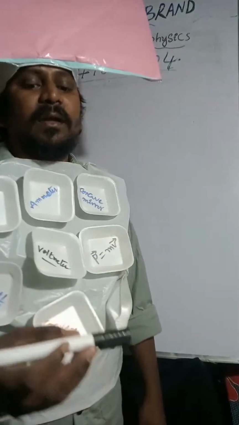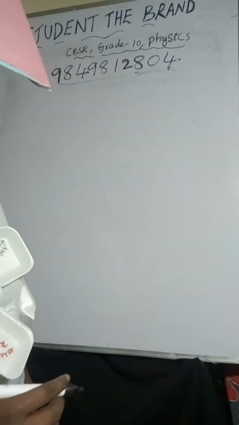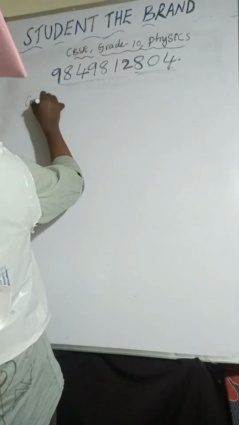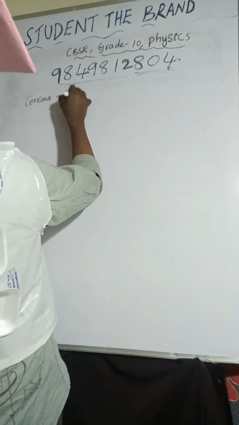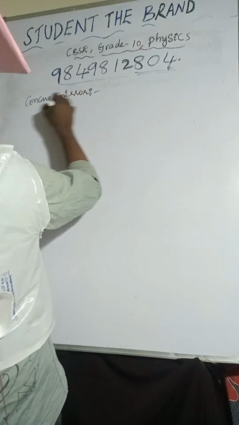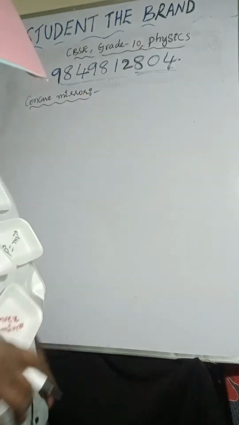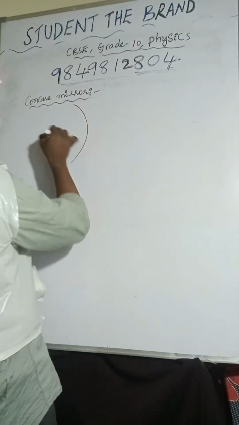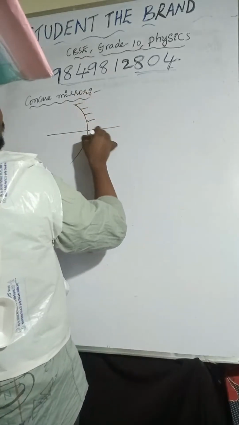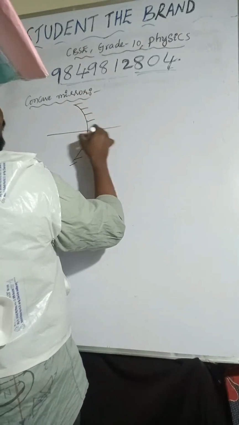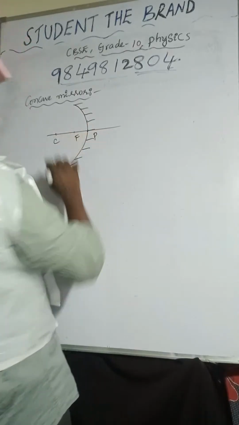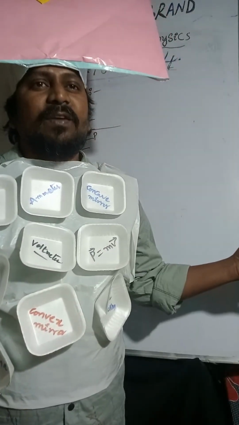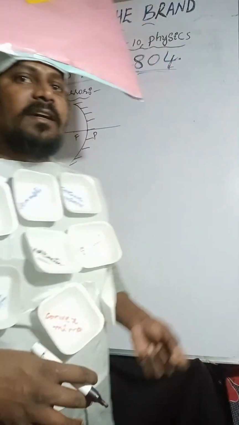So image formations we'll discuss, concave mirror and convex mirror. First, concave mirror image formations. I'm taking here pole, focus and center of curvature. The object is at infinity.